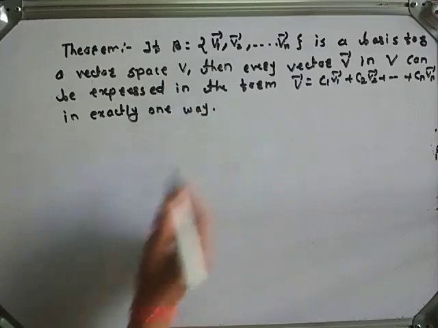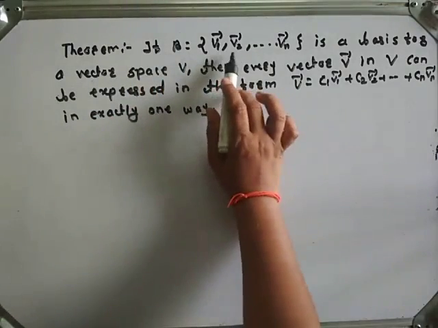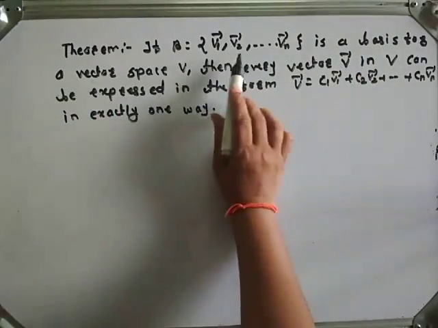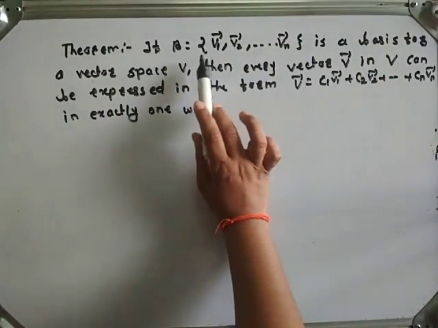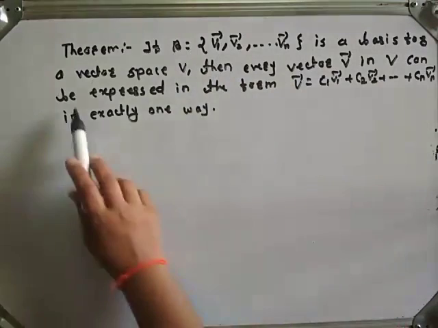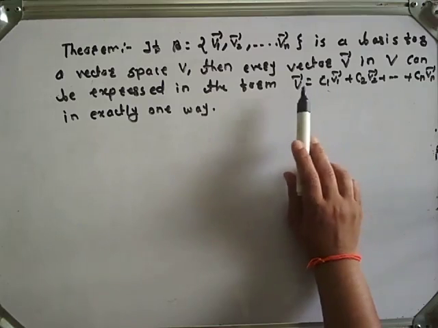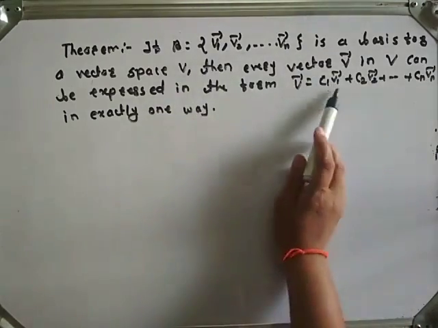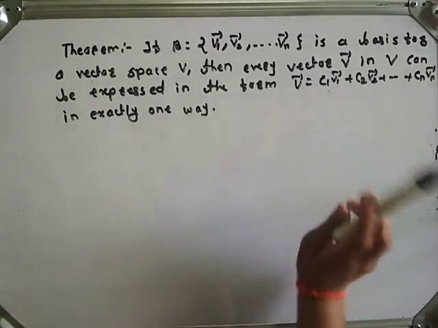What does the theorem say? If B = {v1 bar, v2 bar and so on up to vn bar} is a basis for a vector space V, this means the set is linearly independent and every vector in V can be expressed as a linear combination of elements from B. Then every vector v bar in V can be expressed in the form v bar = c1 v1 bar and so on, as a linear combination of v1 bar, v2 bar and vn bar in exactly one way. This means this representation is unique.